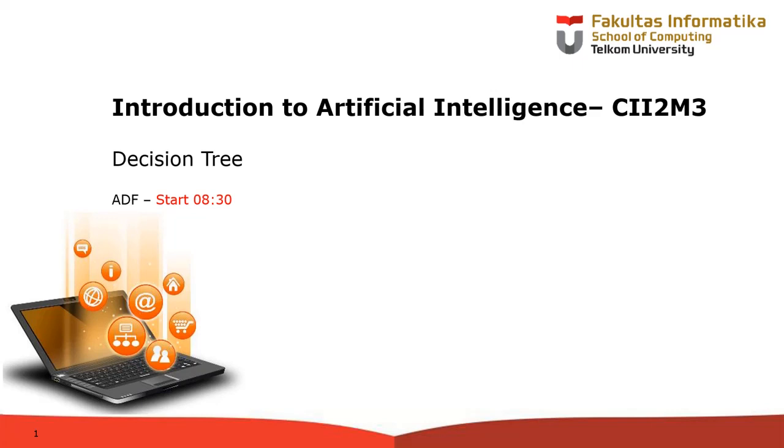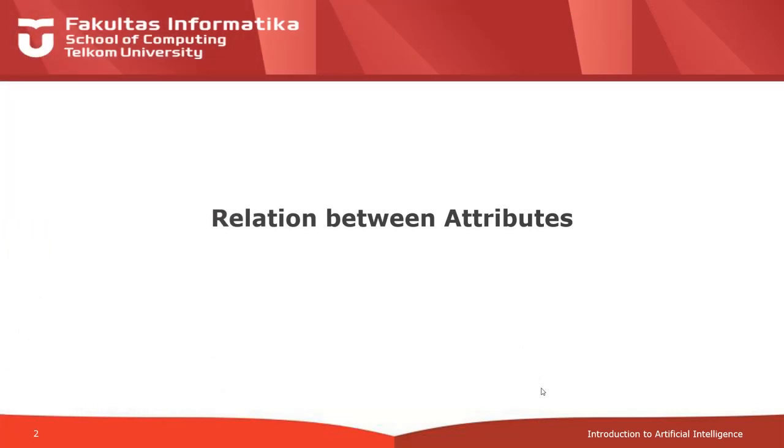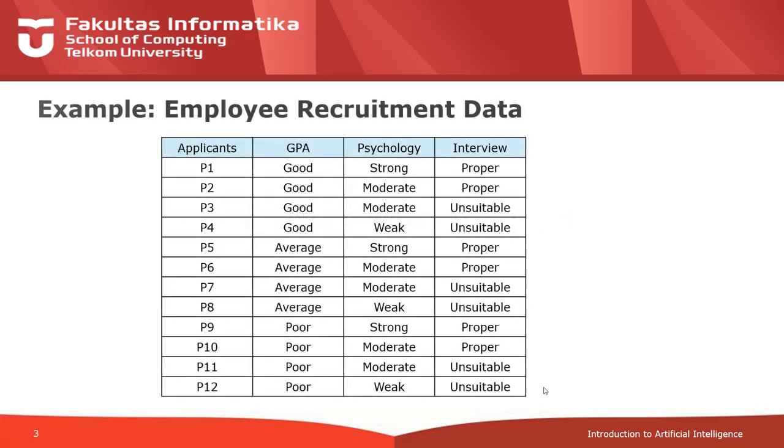And today we will discuss one of the simple but also popular algorithms that is called decision tree. Before we implement the decision tree, first we have to know the relationship between attributes. We will use this example of a dataset, employee recruitment data.